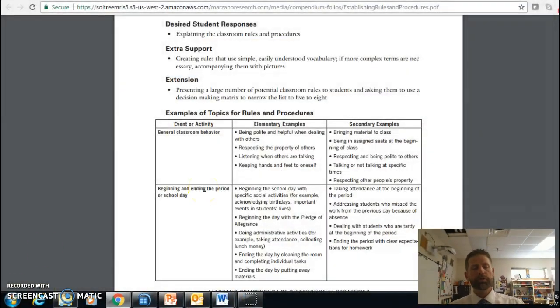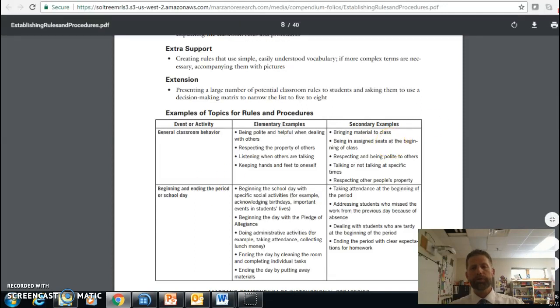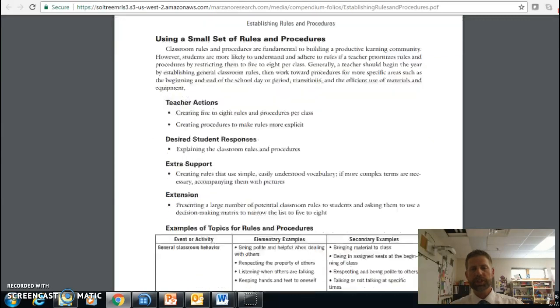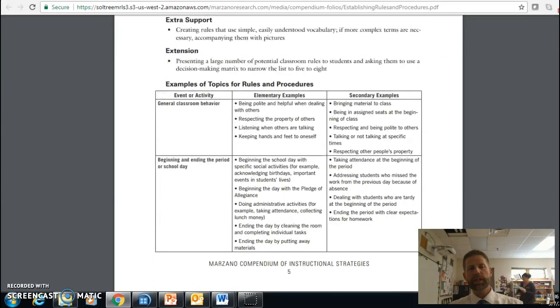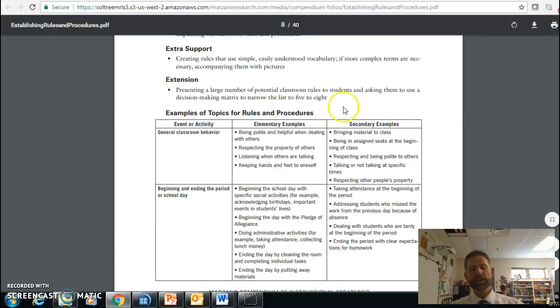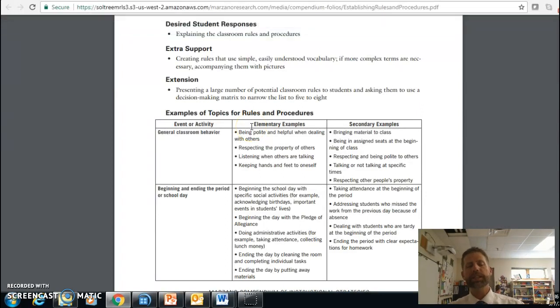So you'll find this in the email that I'm sending out to you, but what we're focusing on in this is using a small set of rules and procedures. Basically this source is going to give you events or activities that you should be having rules or procedures for. Just to get going through your mind, ask yourself, in the first week, did I talk about a rule or a procedure for these activities or events?